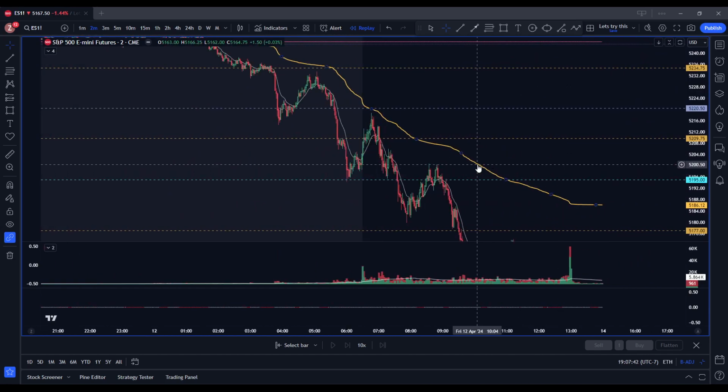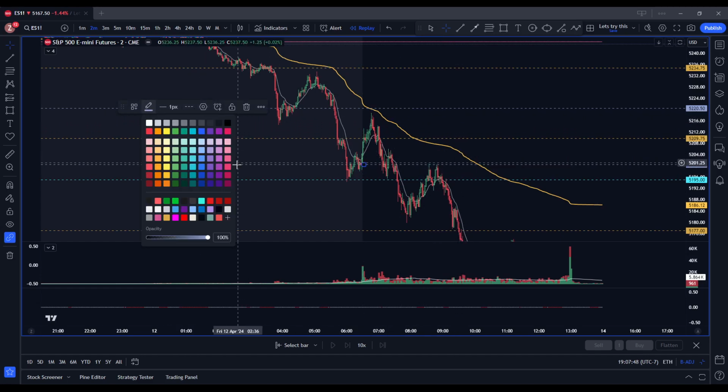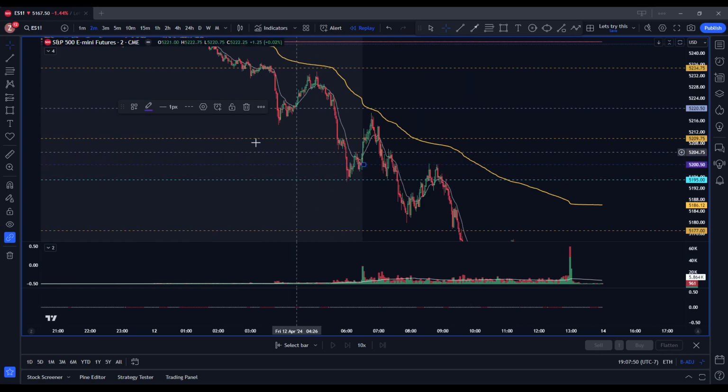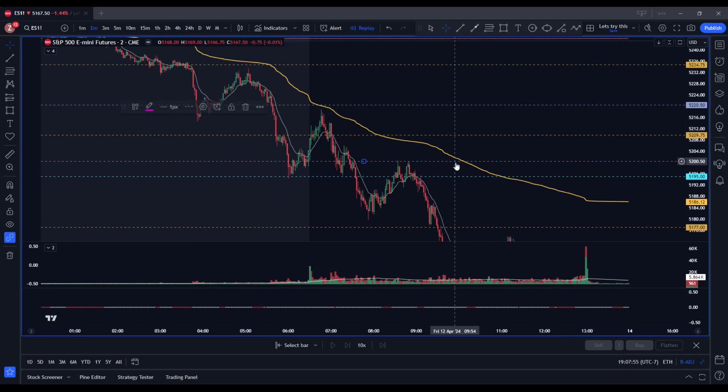Let's say I just want to mark this level here. This is like a double top rejection. Obviously, I'm not going to keep this on my chart, but let's say I want to make this purple. Okay, I'll make it pink, and let's say I want to call this the 2-minute chart level.